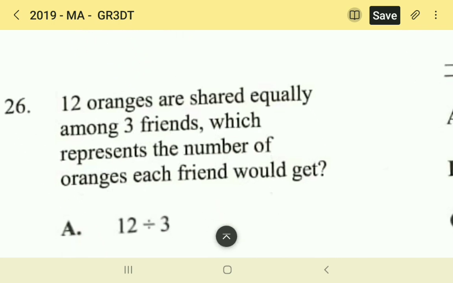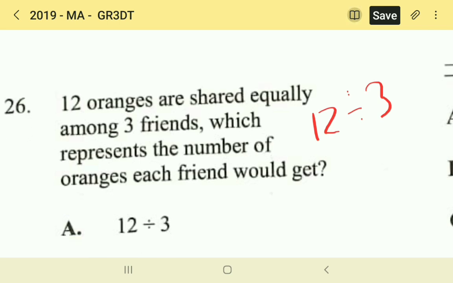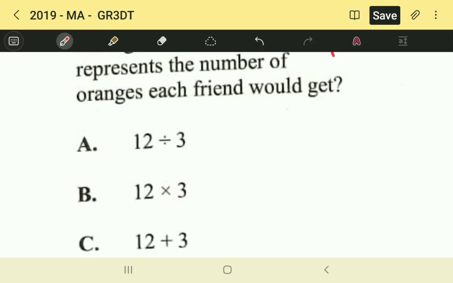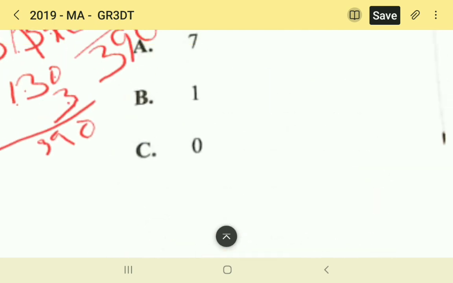Moving on to 26. 12 oranges are shared equally. Right away, sharing 12, you know you're dividing. But let's see with how many. Among 3 friends. So you're dividing 12 by 3, which represents the number of oranges each would get. So 12 divided by 3 is at A. That's what we're looking for. Moving on.